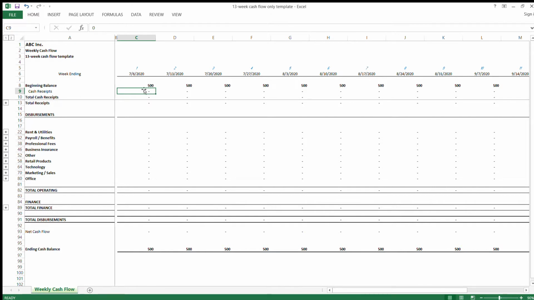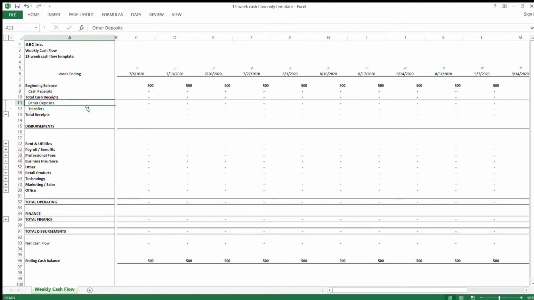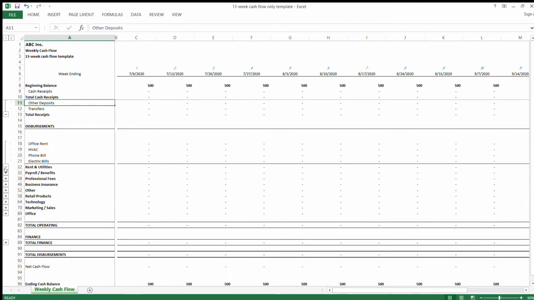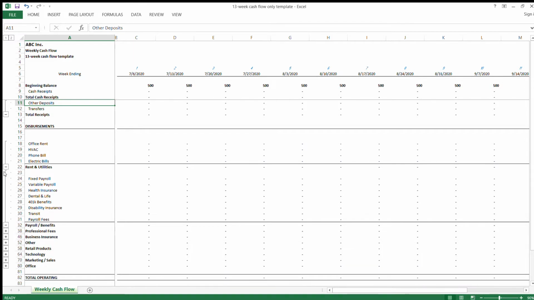Cash receipts in this case are your income or sales coming in. You can also have deposits or transfers, which will increase your cash balance. In disbursements, we have expenses, which include rent, utilities, phone bills, payroll. I have it broken down between fixed and variable costs, including insurances and other benefits that pertain to employees.